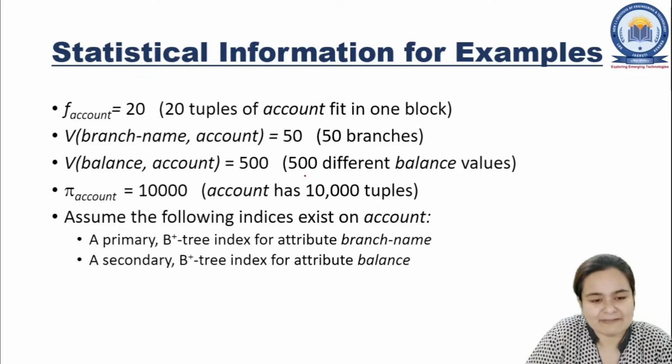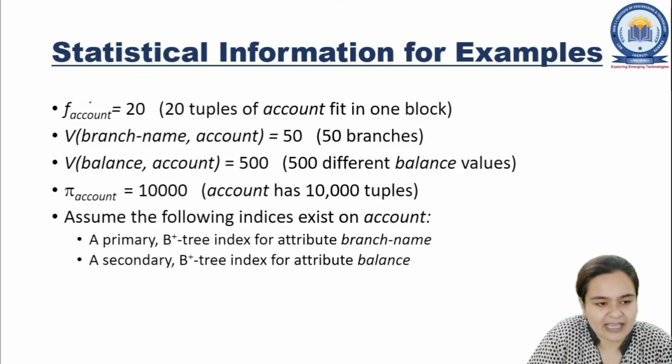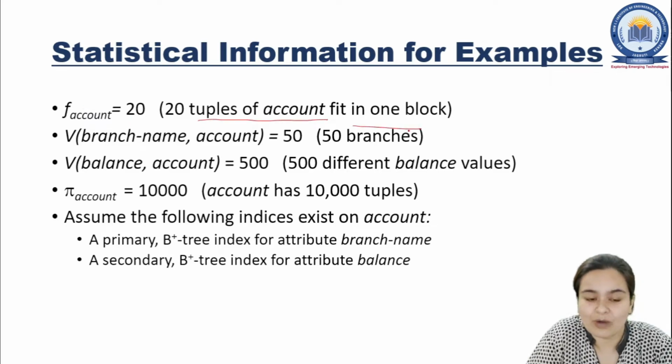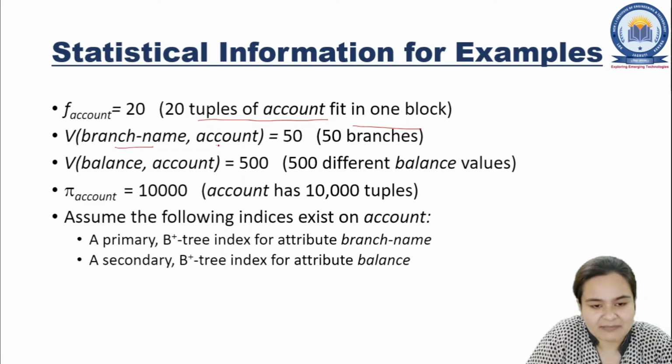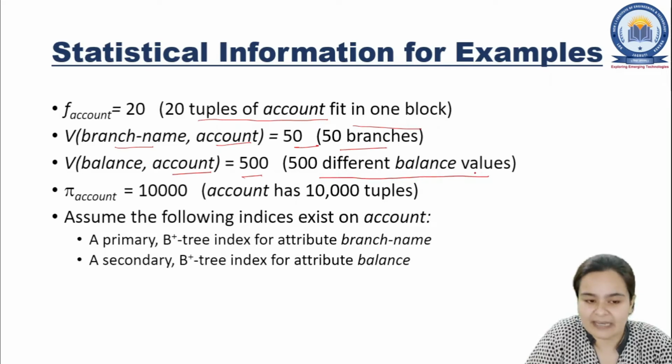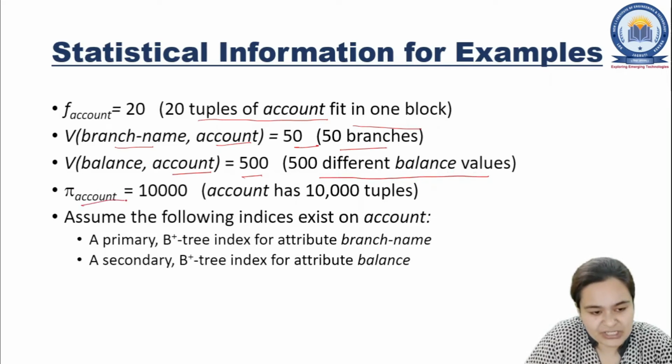For statistical information, for example, suppose F of account is 20, that is, 20 tuples of account fit into one block, and V of branch name, account is 50, that is, 50 branches are there, and V of balance, account is 500, so 500 different balance values are there. Now coming to the projection of account, we have 10,000 tuples. Assume that the following indices exist on account: a primary B plus tree index on the attribute branch name, and a secondary B plus tree index on the attribute balance.